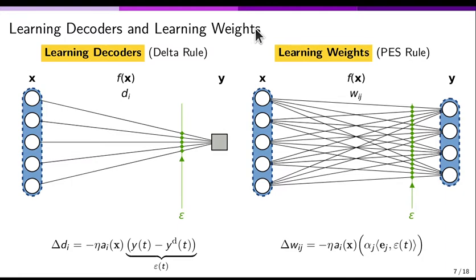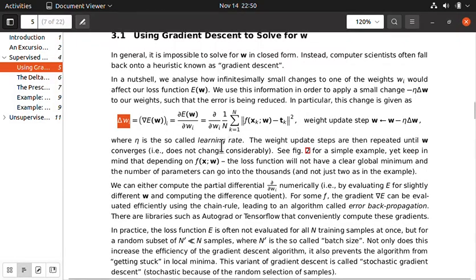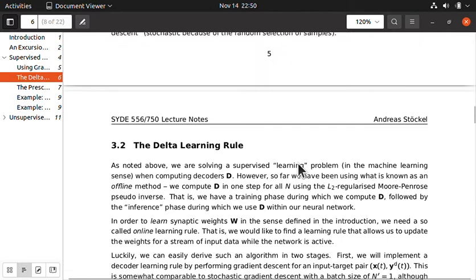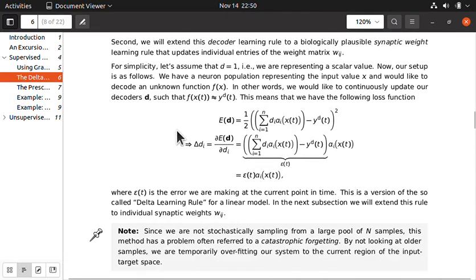Now, one cool thing is that the learning rule of taking the derivative turns out to have a really nice form. If you actually go and work out the derivative of the error with respect to the weights, it turns out to be of this form here. I'm using D for the weights because I'm just thinking of these as decoders right now.